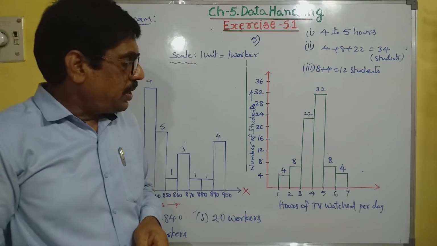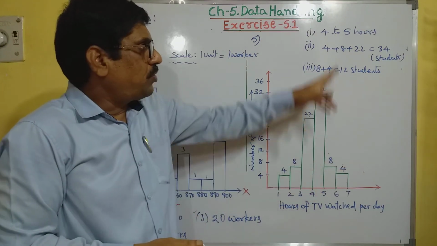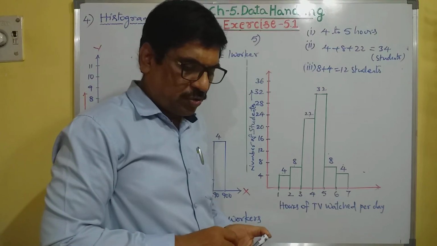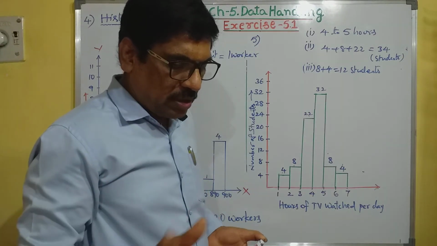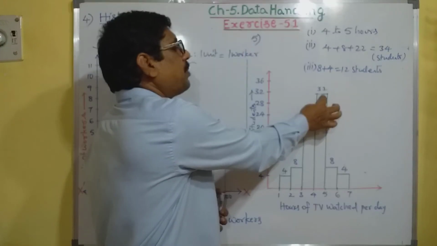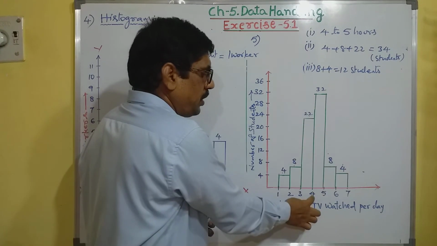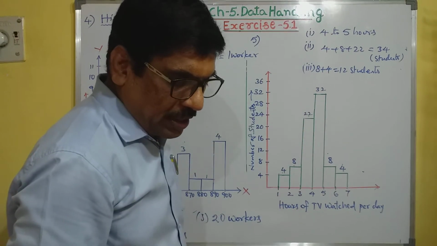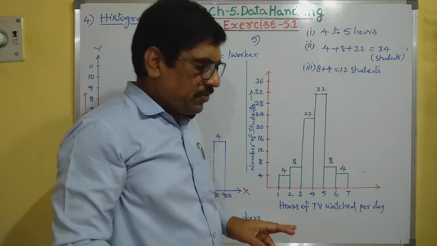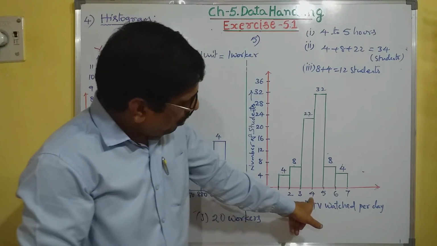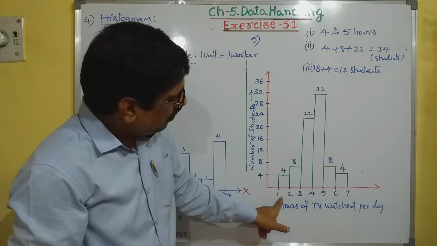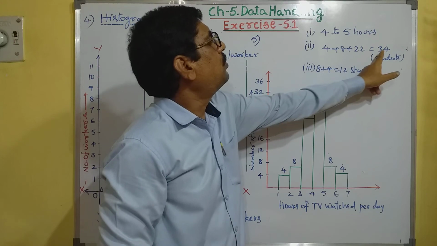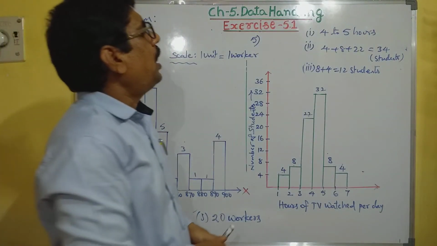So, here by looking at this picture, we could answer all the 3 questions. So, let us repeat the questions and answers once again. For how many hours did the maximum number of students watch TV? The maximum number of students are 32. They are watching the TV for 4 to 5 hours. That is the first question answer. Second question. How many students watch TV for less than 4 hours? Less than 4 hours means below 4. Means 3 to 4, 2 to 3 and 1 to 2. We have to add this one, this one, this one. That's why I added 4 plus 8 plus 22. That is 34 students.